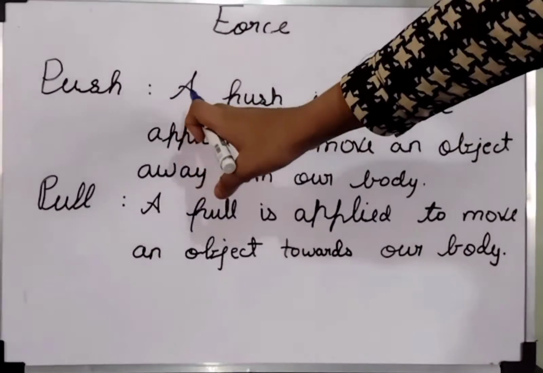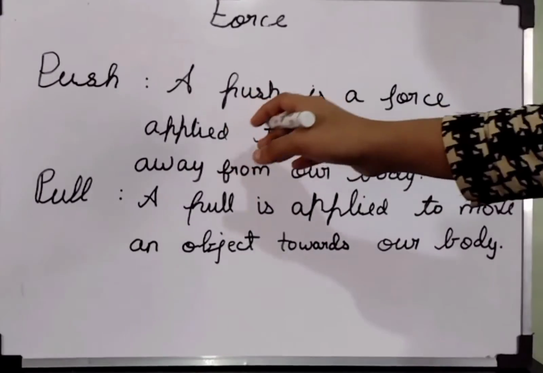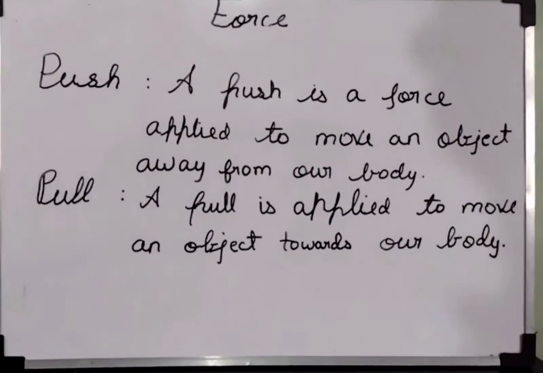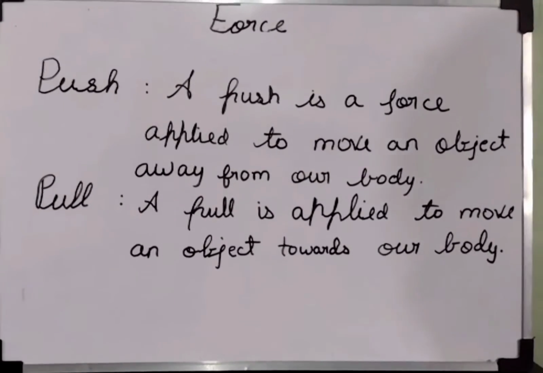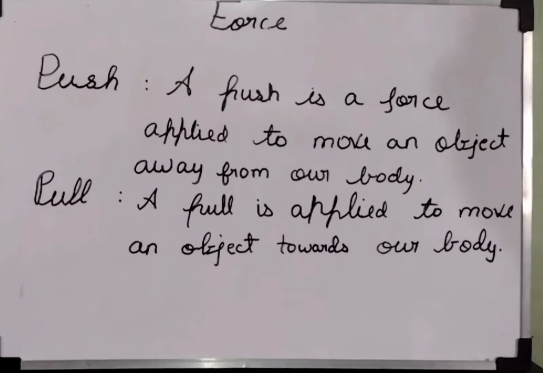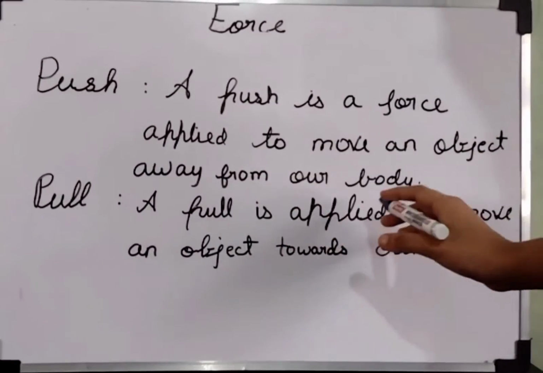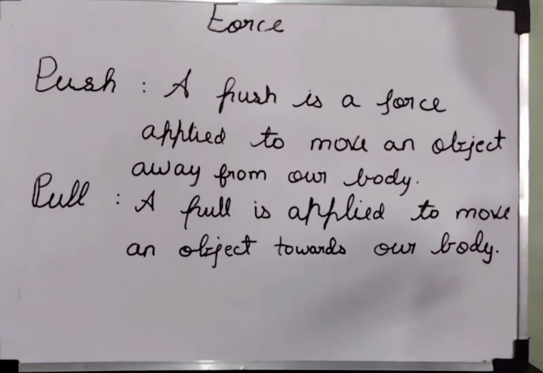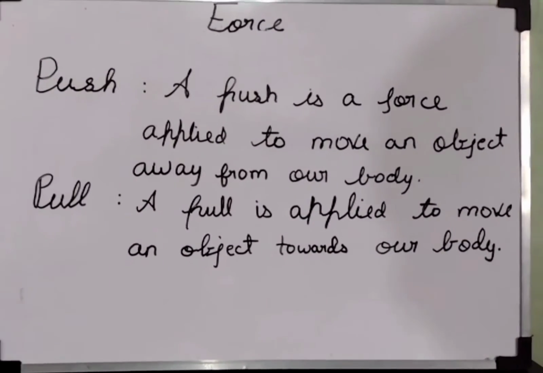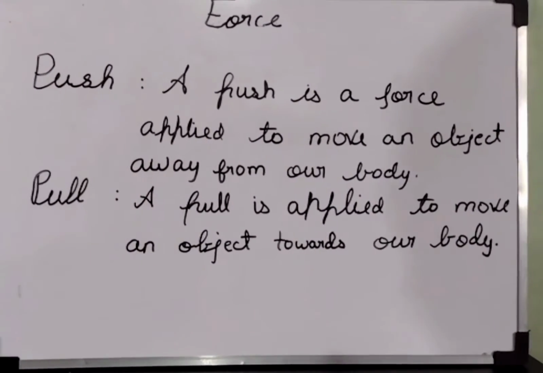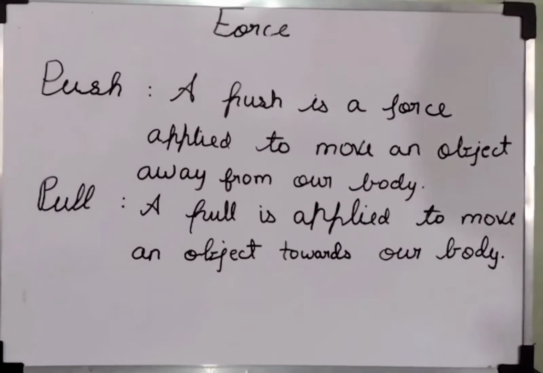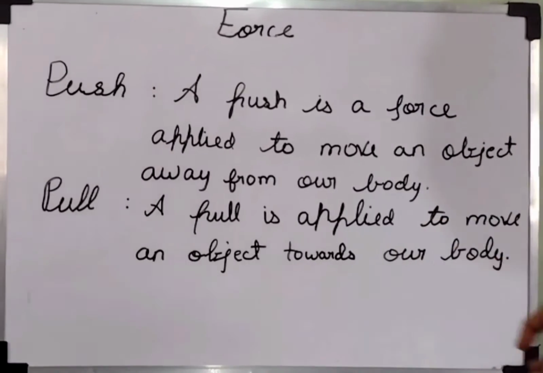So what is push? A push is a force applied to move an object away from our body. Like when we are throwing a ball, we are pushing the ball. And what is pull? A pull is applied to move an object towards our body. For example, when we are going to a mall, we are pulling a door, meaning we are taking the door toward our body. I think you understood what is push and what is pull.